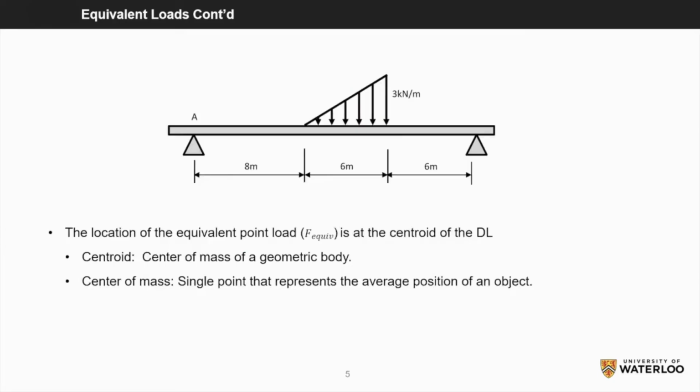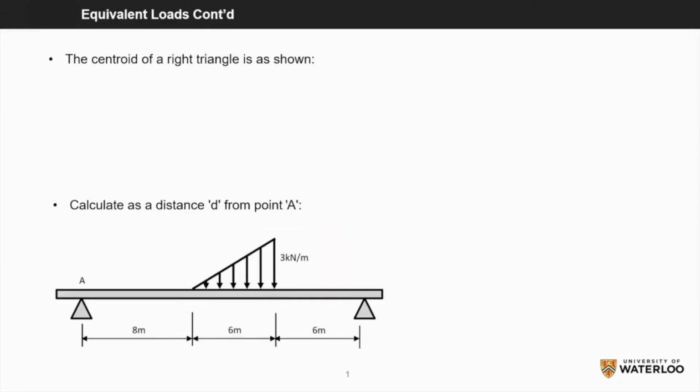Same as the example before, to find the location of the point force, we will need to determine the centroid of the original DL. Remember that the centroid is where the center of mass is located. Different from a rectangle where the centroid is in the middle of the object, the centroid of a right triangle is distributed by thirds as shown below.